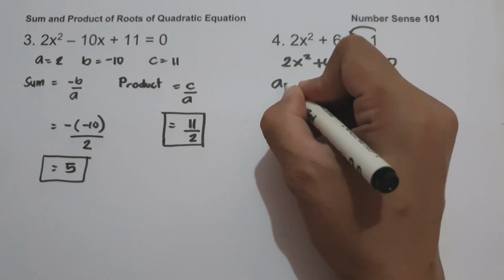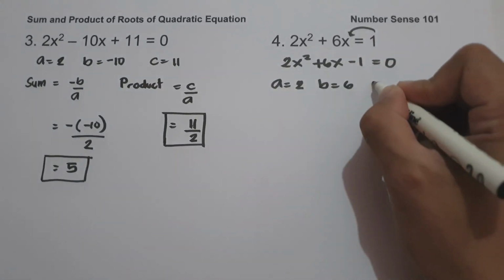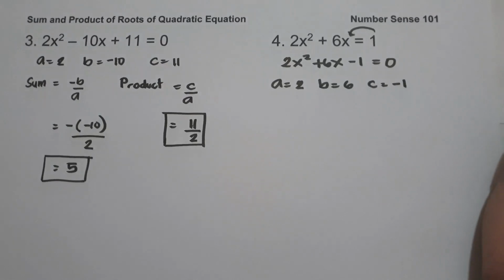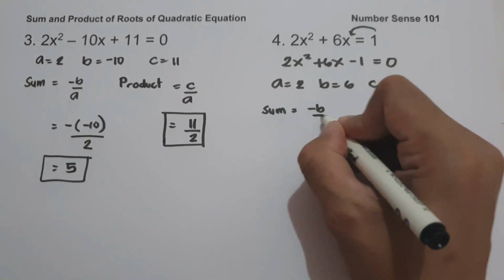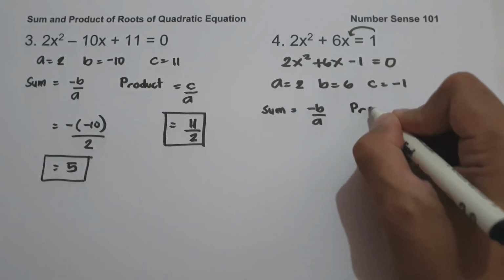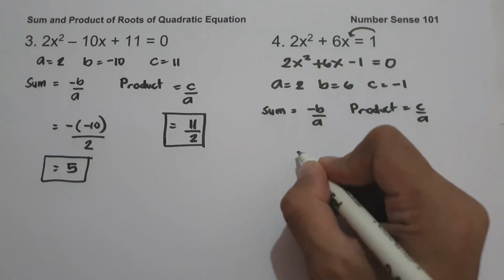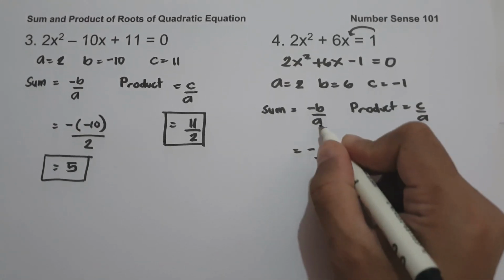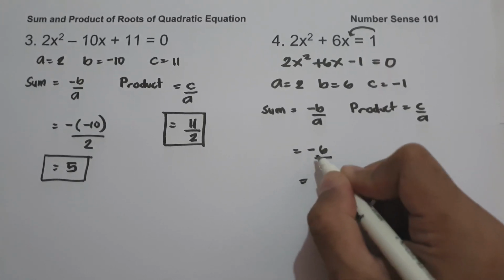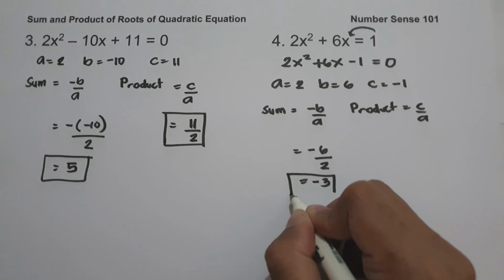So the value of a is 2, b is 6, and c is negative 1. And the formula for the sum of the roots is negative b over a, and the product of the roots is c over a. So let us have negative b, that is 6, divided by a, which is 2. Negative 6 divided by 2 is negative 3, and this will be the sum of the roots.